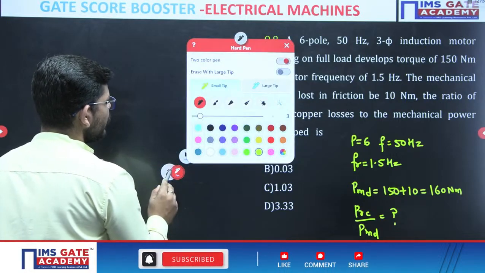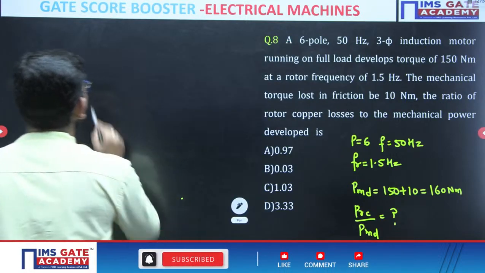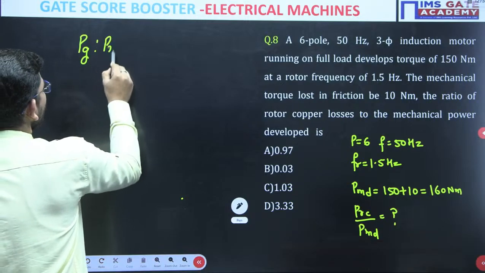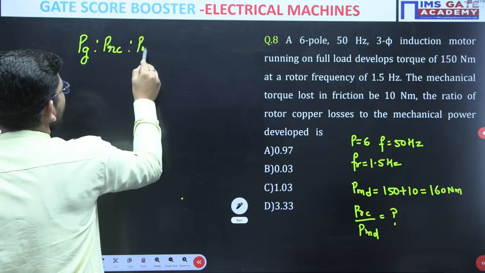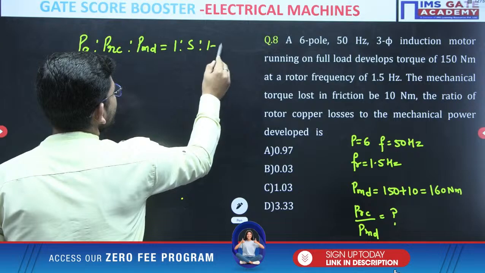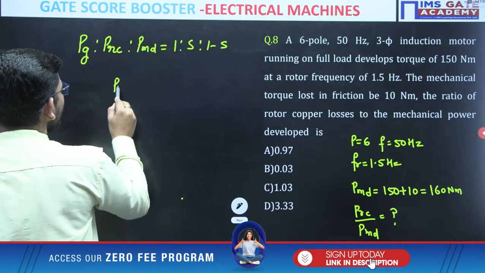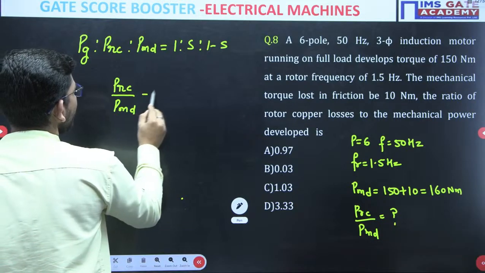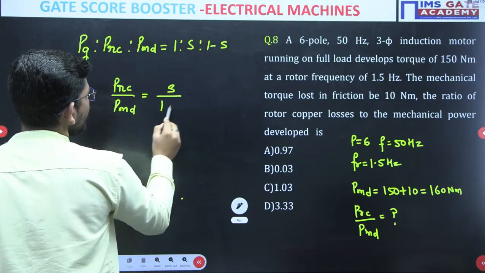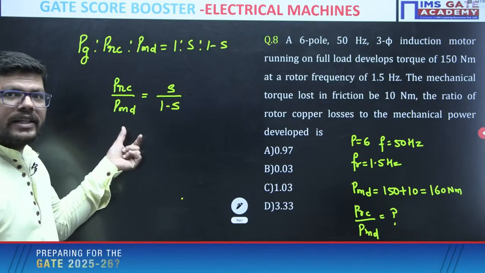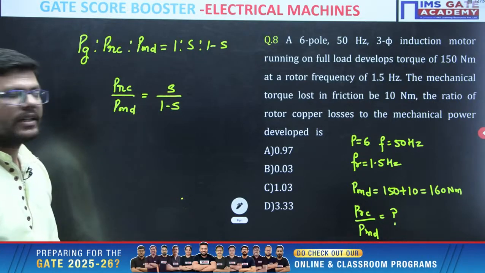But you know, you can solve this question easily. How? We know that the ratio of air gap power to rotor copper losses to mechanical power developed is 1 : S : 1 minus S. Out of this, we have to calculate the ratio of PRC to PMD, and that will be simply S over 1 minus S. So to calculate this ratio, we need the slip only, right?